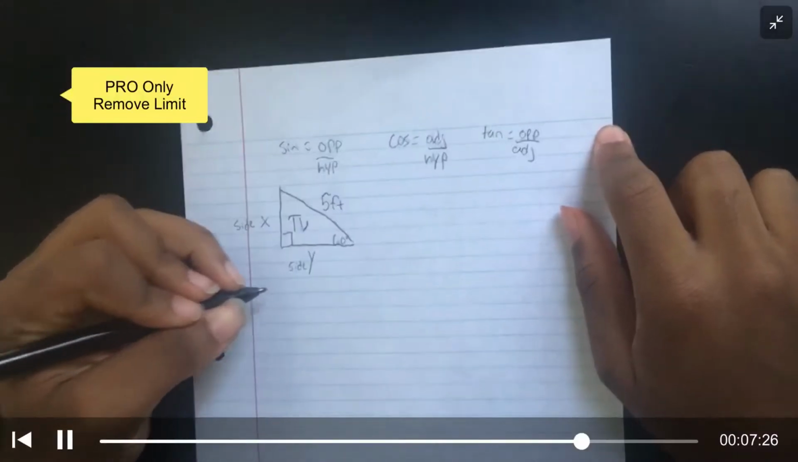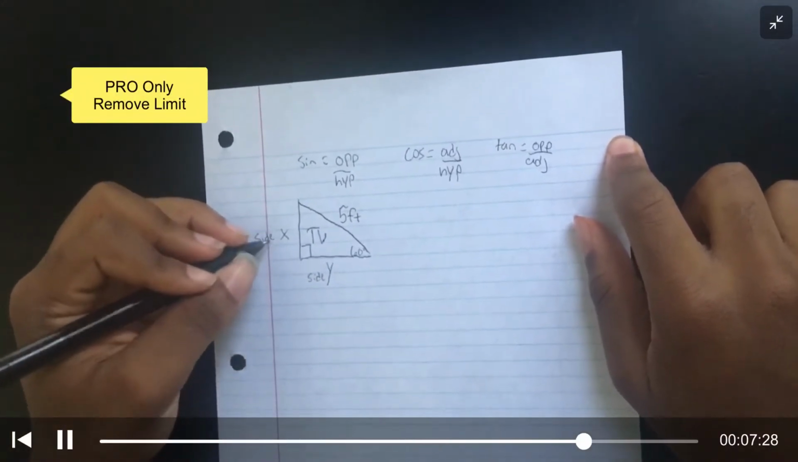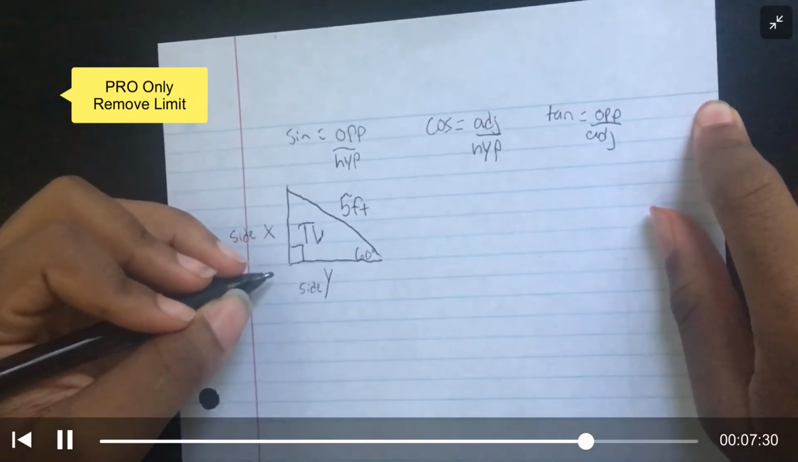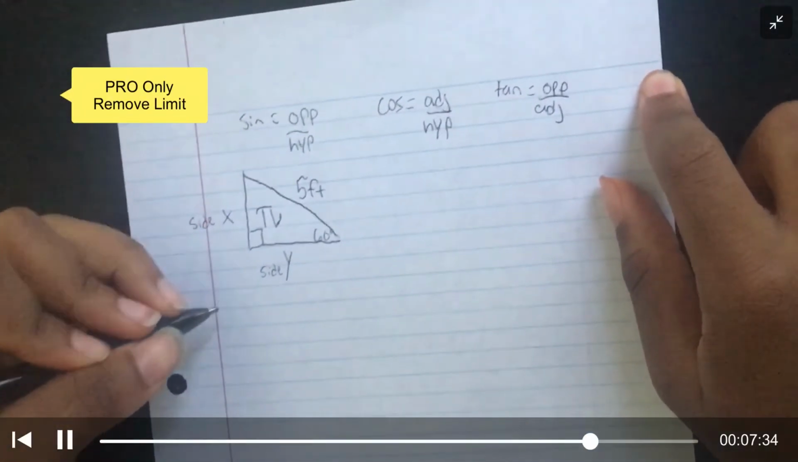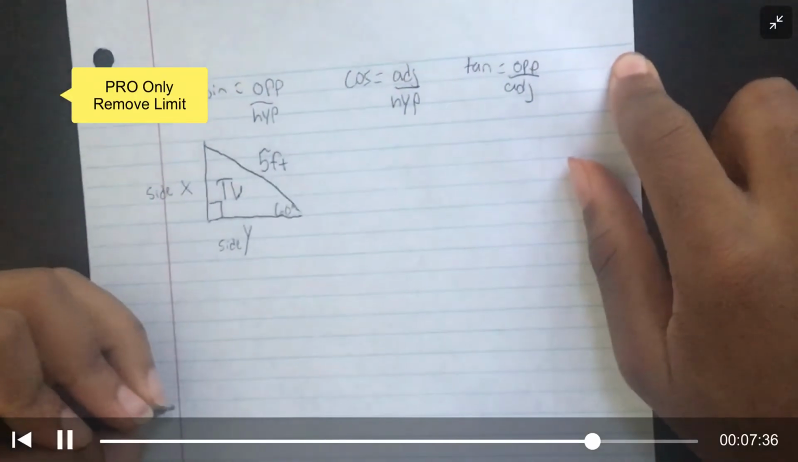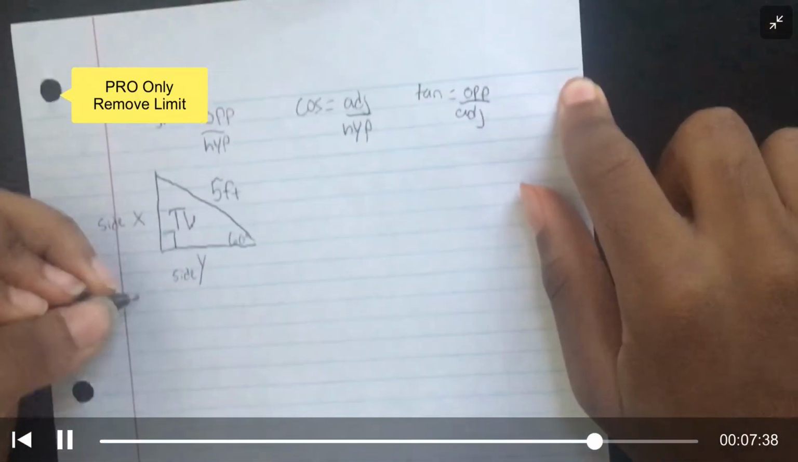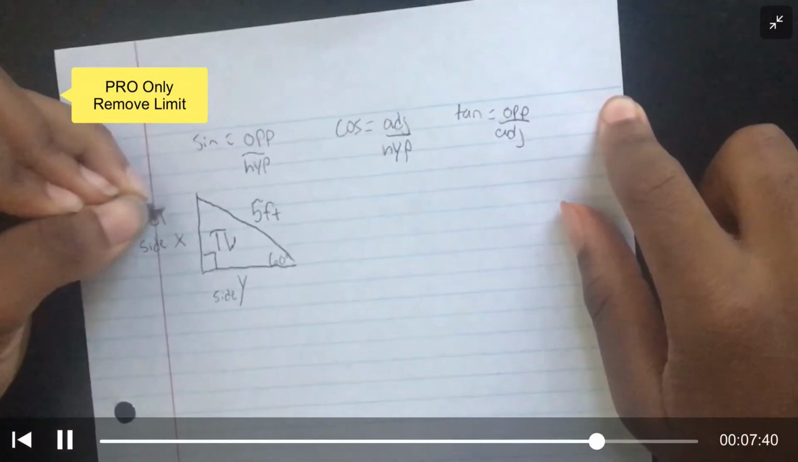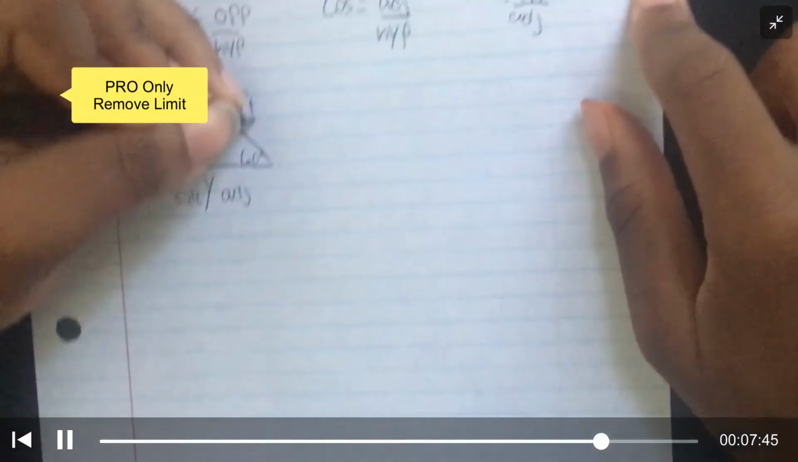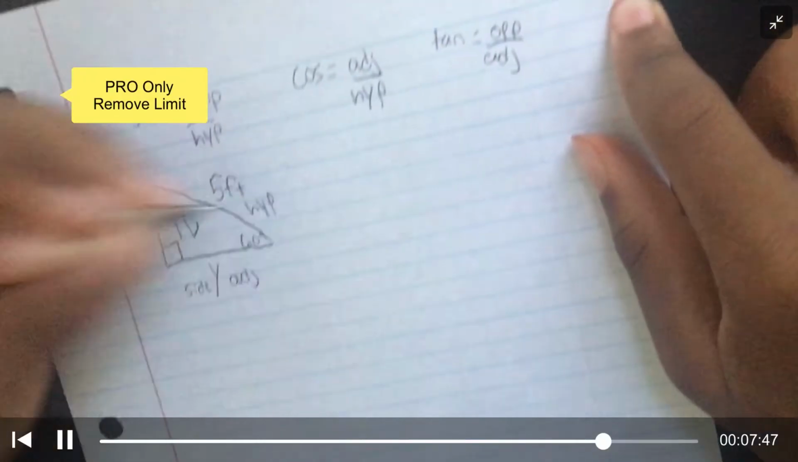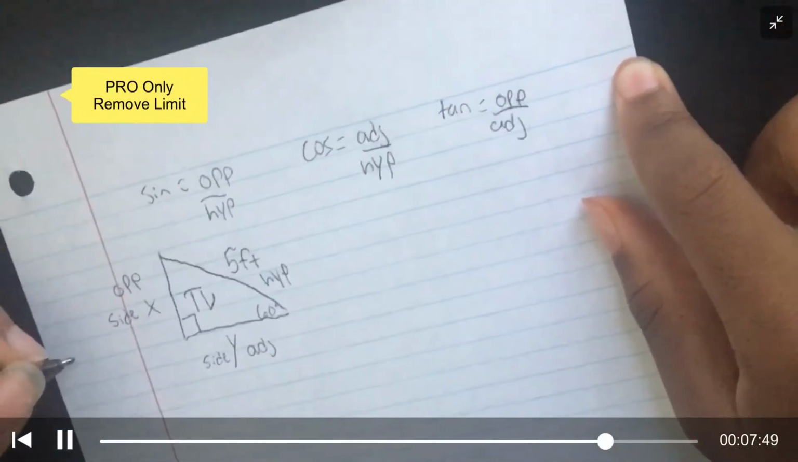An interior designer needs to find the exact length of each side of a triangular TV, but his ruler breaks after measuring one side. He could solve for the other two sides using trigonometry. First, we have to identify the sides. So that's opposite, that's adjacent, and this one's the hypotenuse.